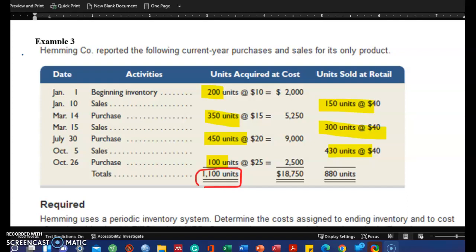Last video for chapter 4. Hemming Company is a problem we're going to look at. Now they've given us a beginning inventory and purchases. There are 3 purchases. I've highlighted them in yellow.